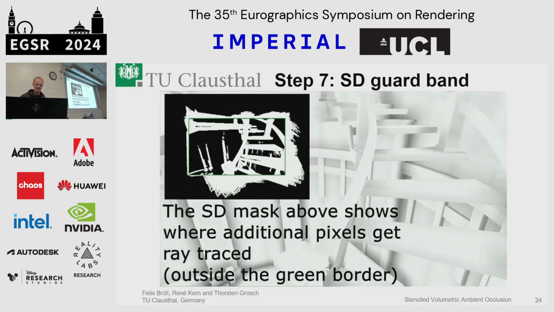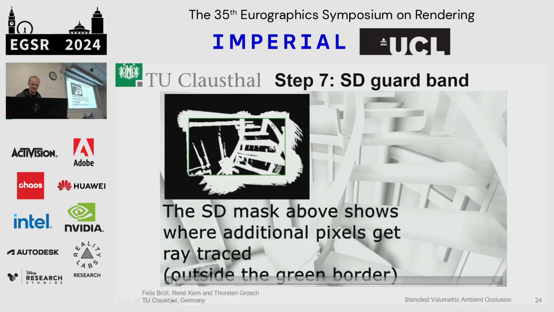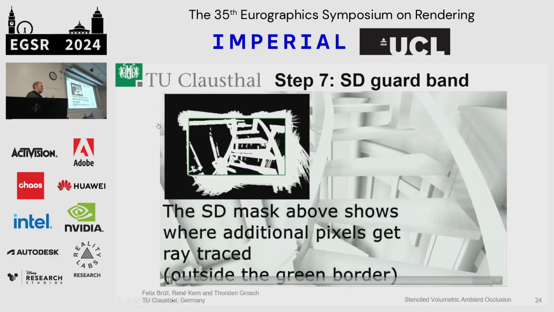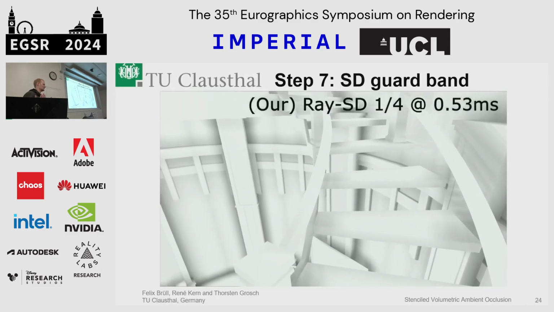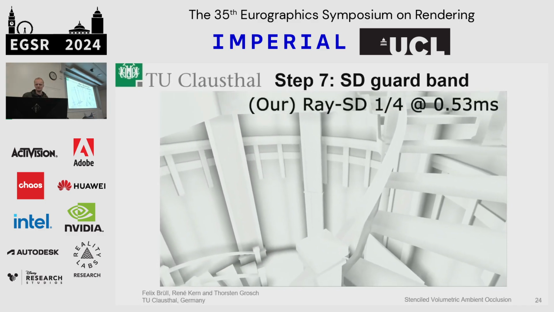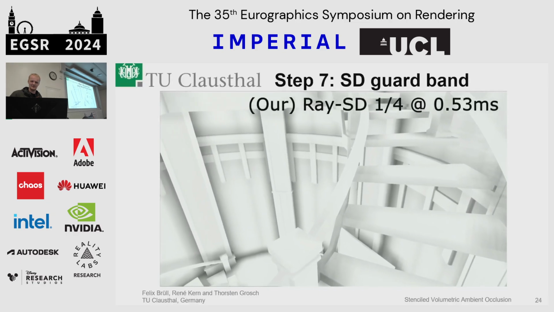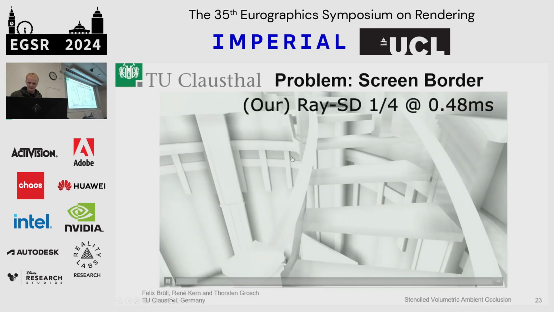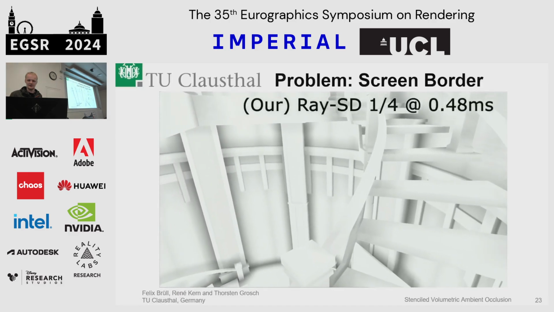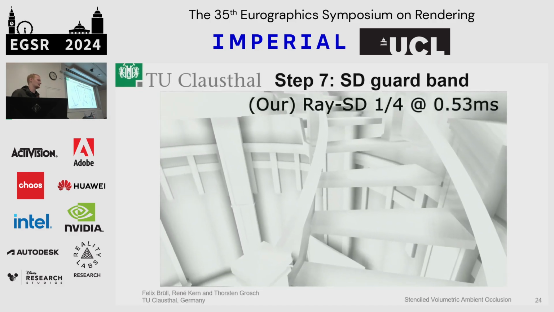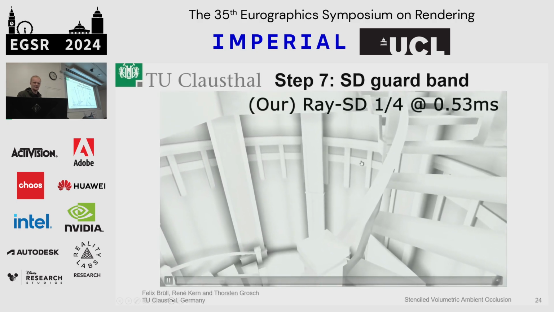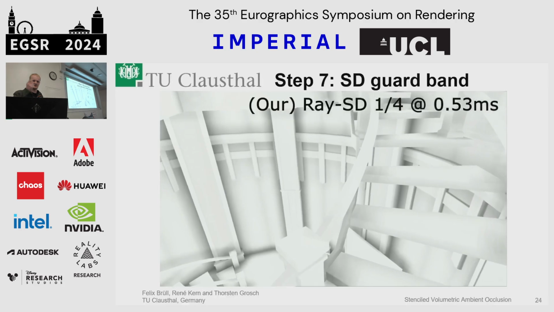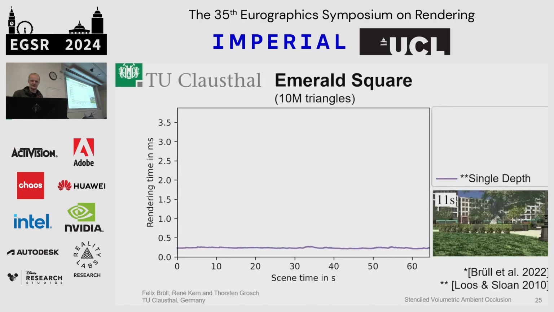You can see in the screen box, this is what the stochastic depth map usually covers. And this one is the extended guard band, which we now only have in the stochastic depth map, which is then also in the reduced resolution. And this is, as you can see on the times, quite fast. Previously it was 0.48 milliseconds on this scene, and now it's 0.53 milliseconds, even though there's a larger portion of rays that need to be traced. But the positive side is that these rays are relatively short, so it's fast.